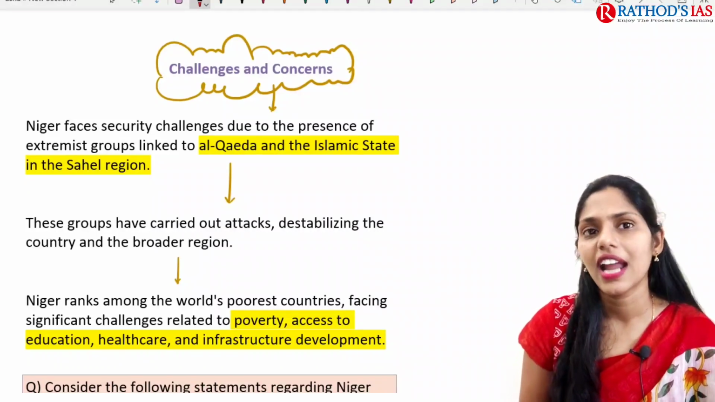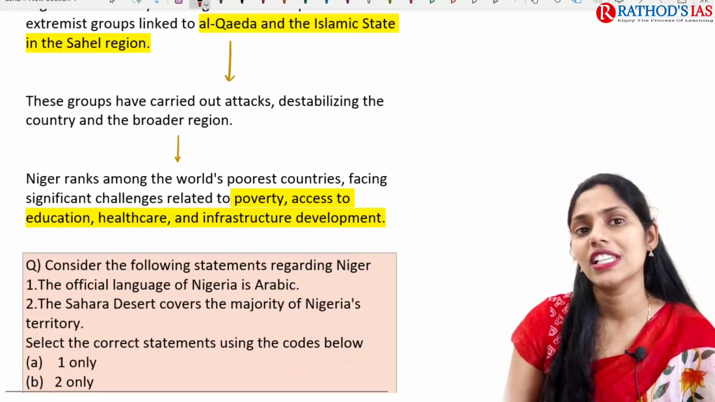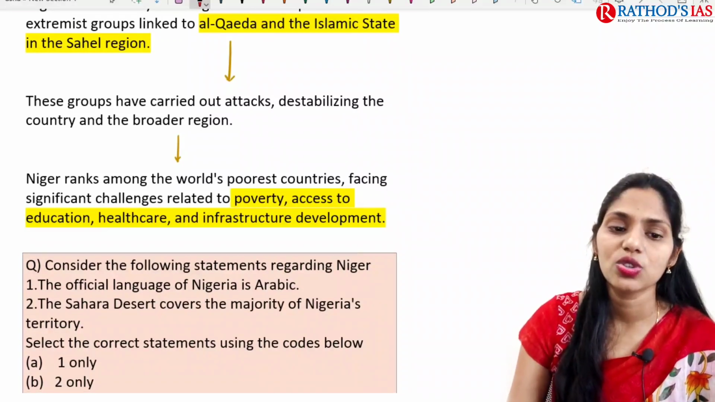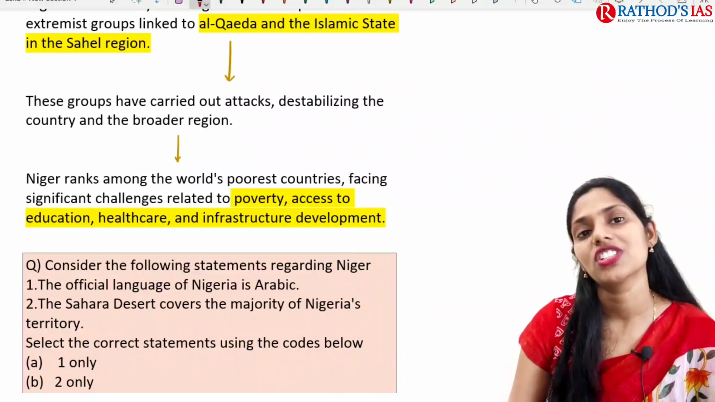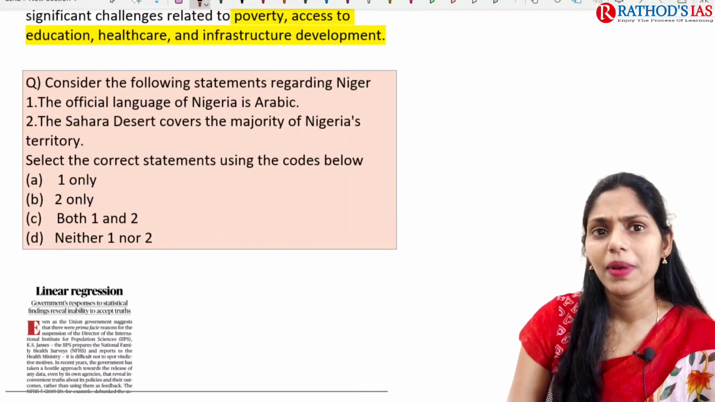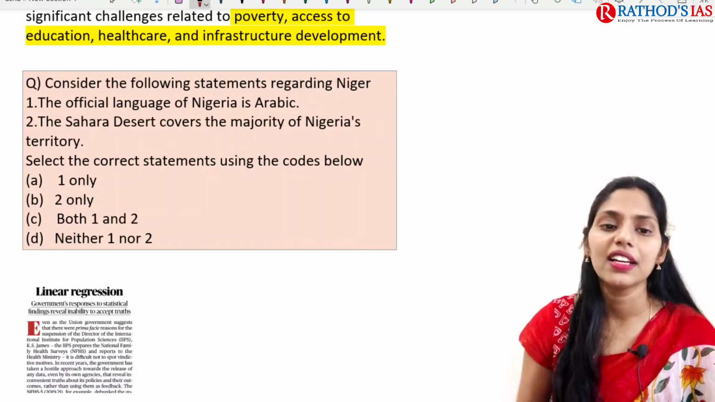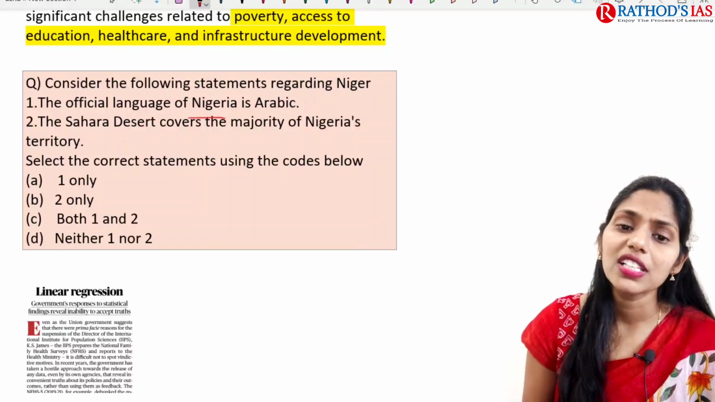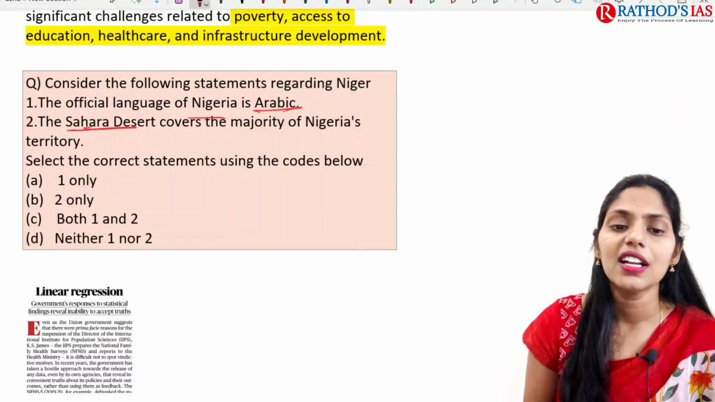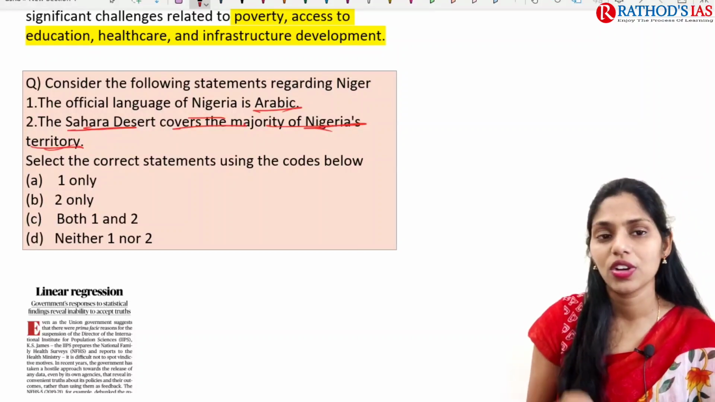These groups carried out attacks, and that led to destabilizing of the country in the border region. Niger also ranks among the world's poorest countries, and they are facing significant challenges of poverty, access to education, healthcare, and infrastructure development, which have not been met. One prelims based question you may get here is: consider the following statements regarding Niger. The official language of Niger is Arabic, and the Sahara Desert covers the majority of Niger's territory. Try to give me the correct answer for this question.